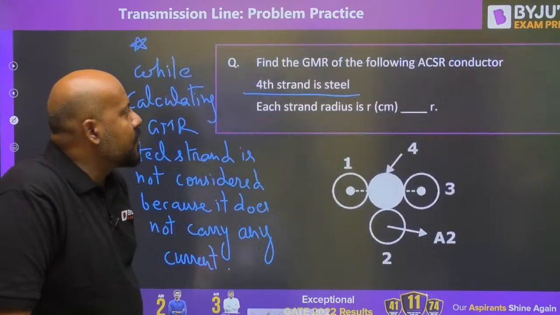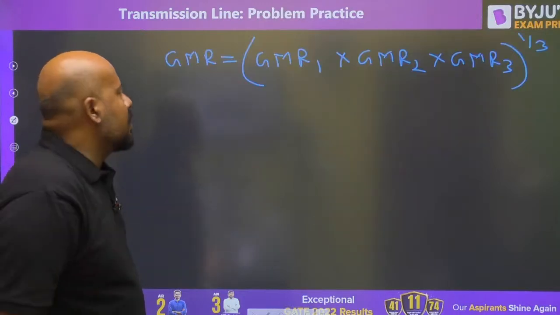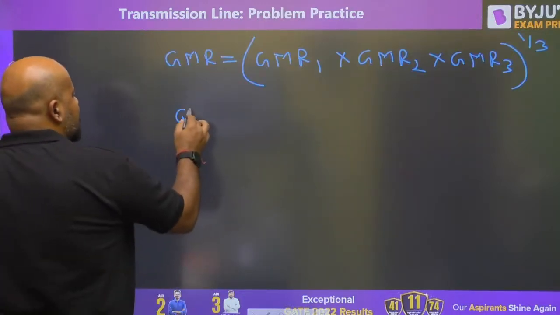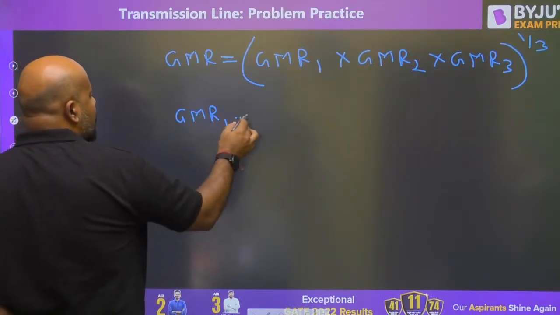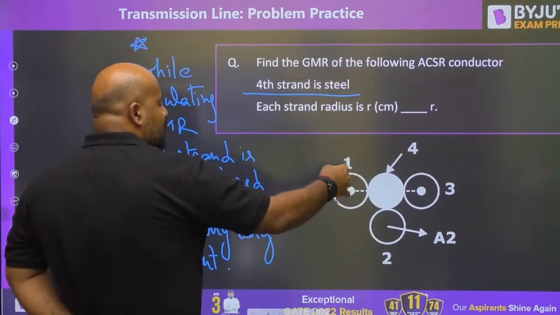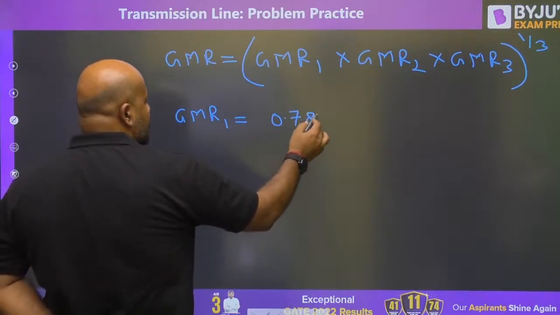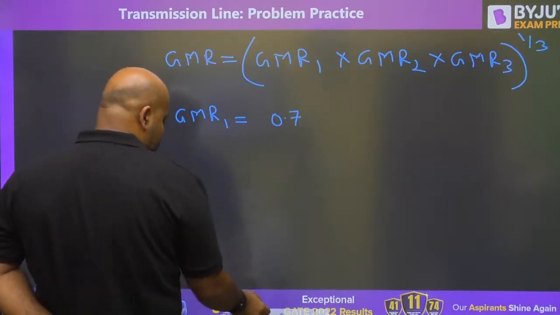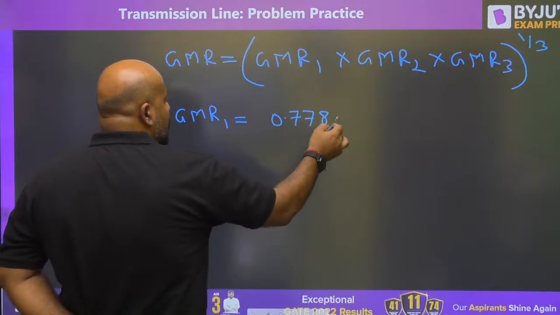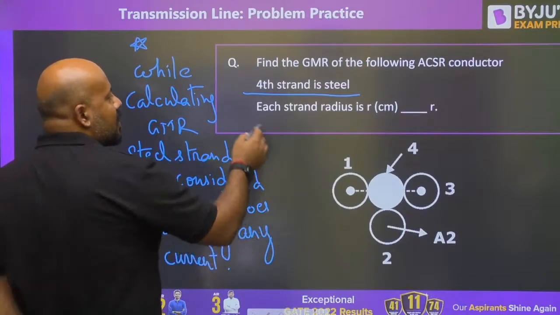Is it clear? Now, can you tell me what is the GMR for 1? How do you calculate the GMR? Effective distance of first strand. What is the effective distance of first strand? 0.7788. And the radius is the same. Are you getting this or not?